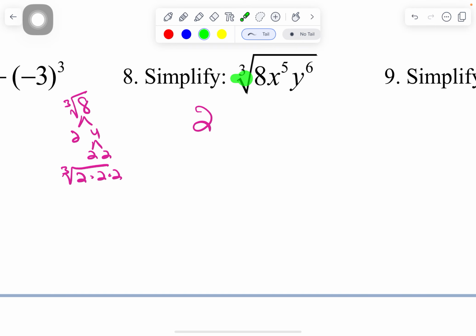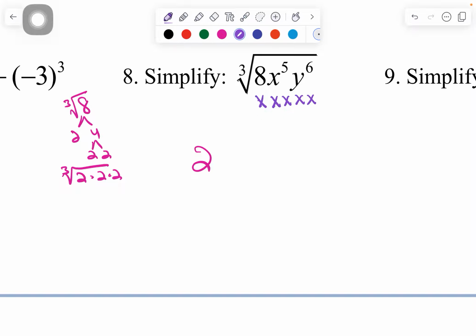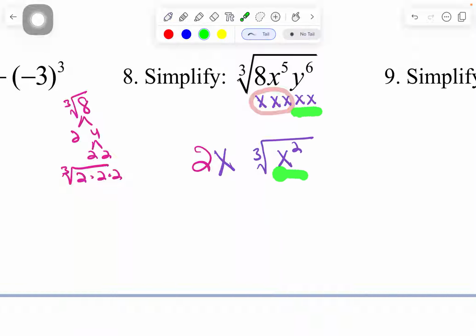And there's a couple of different ways you can do this. If you want to, you are welcome to write out all of the x's that you have, right? 1, 2, 3, 4, 5 of them. And your index number tells you how big of a group you're looking for. So we are looking for a group of 3. So there's a group of 3. And that means one of your x's gets to escape the root. But unfortunately, under that cube root, you'd still have an x squared because there's 2 x's that did not group up.